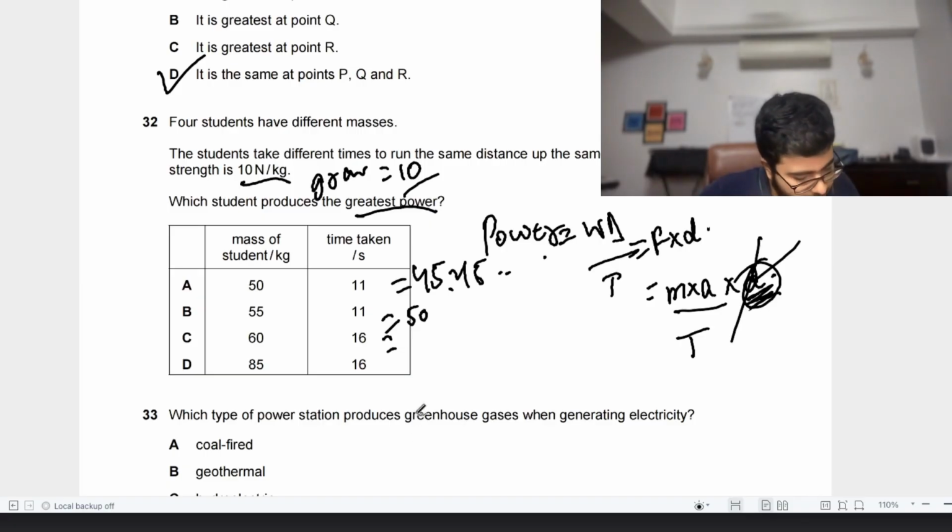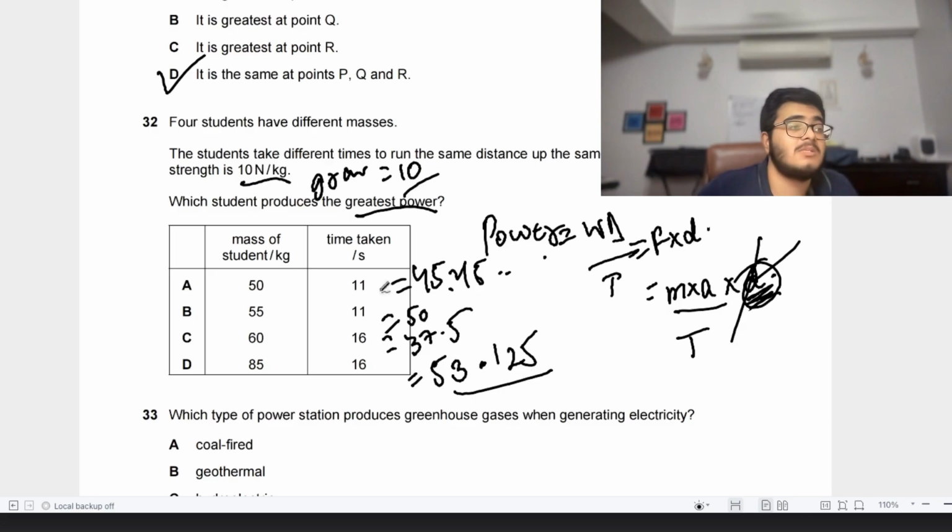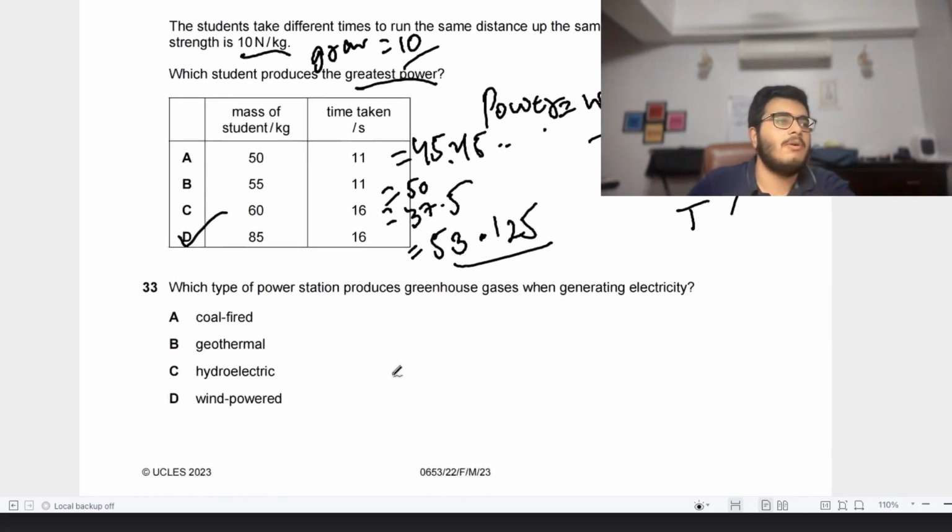60 into 10 by 16. We'll get the answer to be 37.5. 85 into 10 divided by 16. You'll get the answer to be 53.125. So this has the highest value. Hence, the correct answer is D. Moving on to the next question.